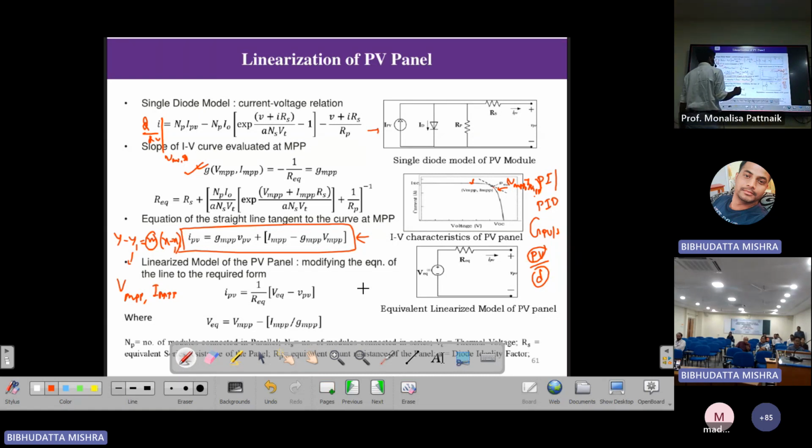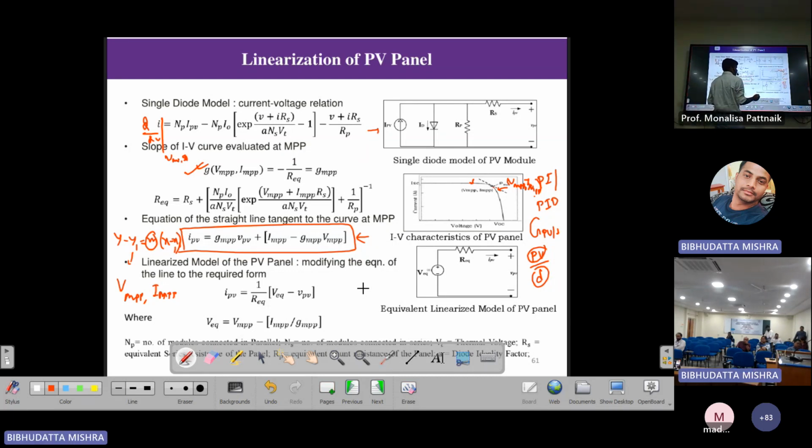So I tried to linearize this curve. Okay. So the panel equations, you already know. We can find out the slope, and as we know the slope and the two points, one is VMPP and another is IMPP, this MPP point, then I can get the linear equation.